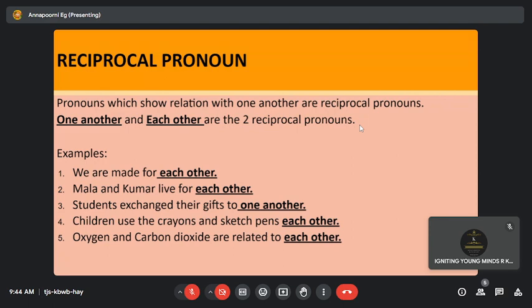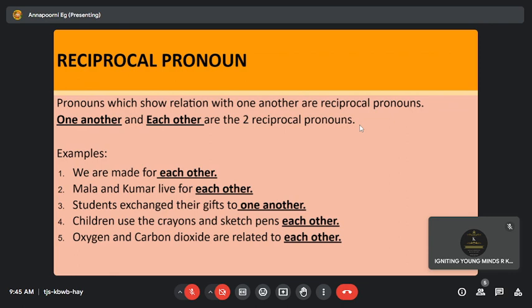Okay, so reciprocal pronouns. Reciprocal means opposite, or inverse. In maths, we use this word reciprocal. 1 by 2's reciprocal is 2 by 1. 3 by 5's reciprocal is 5 by 3. What we write in the inverted form is called the reciprocal.